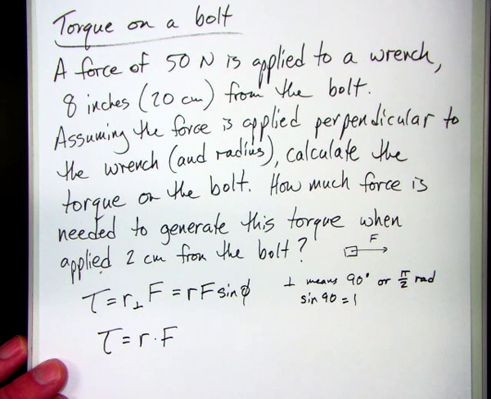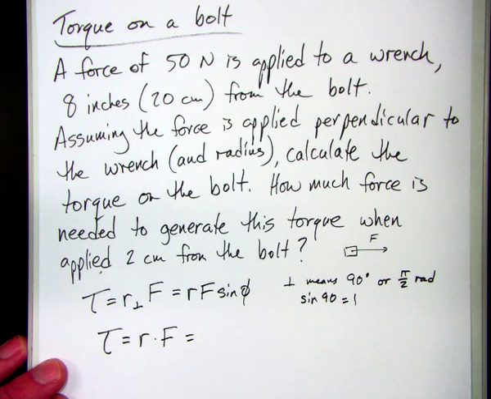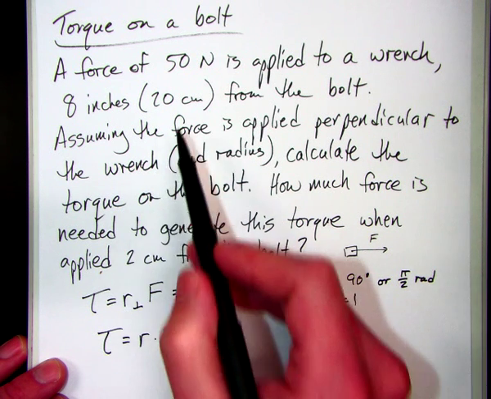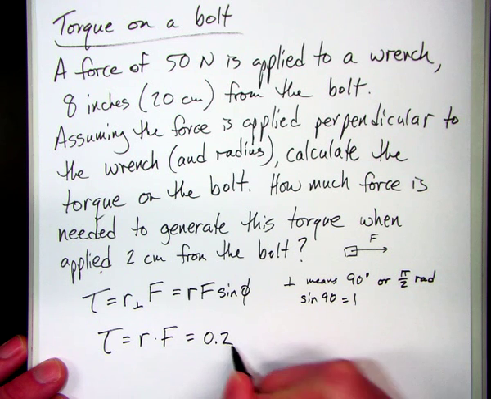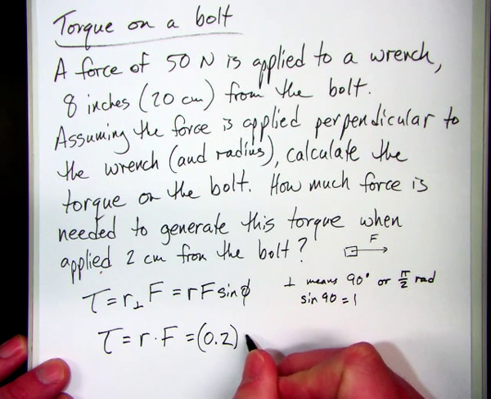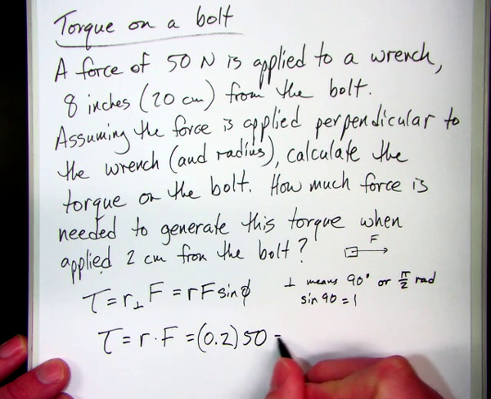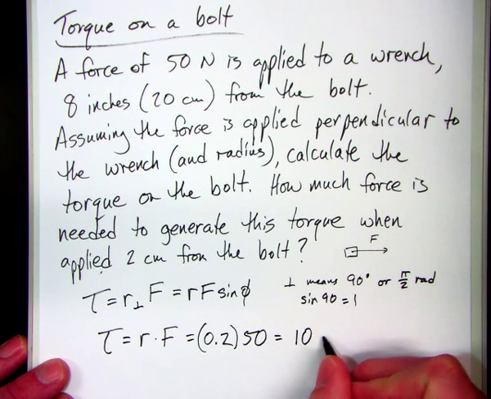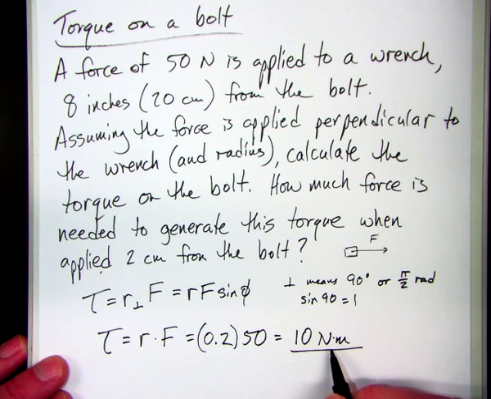Well, the radius is told to us in the problem. I'm not going to use 8 inches because I want my torque in Newton meters, so I'll use 20 centimeters, but written in meters, 0.2 meters. The force is already in newtons, 50 newtons, and so that gives me a torque of 10 Newton meters. And that's the unit for torque, Newton meters.